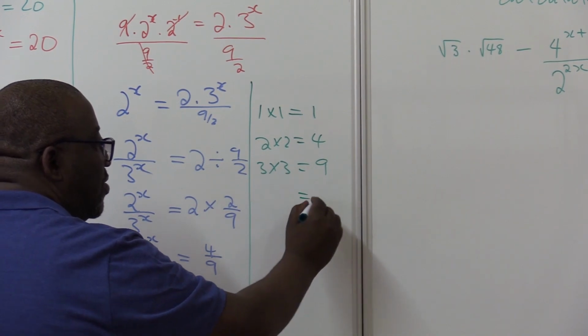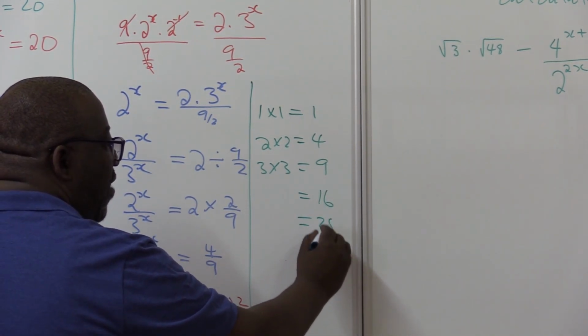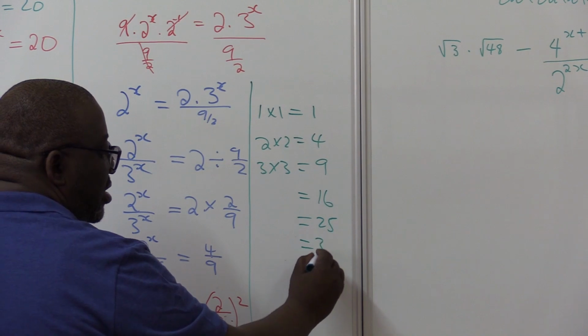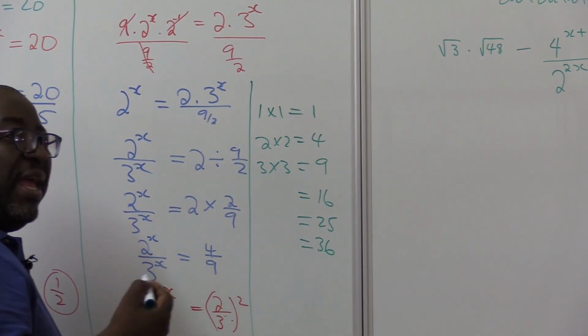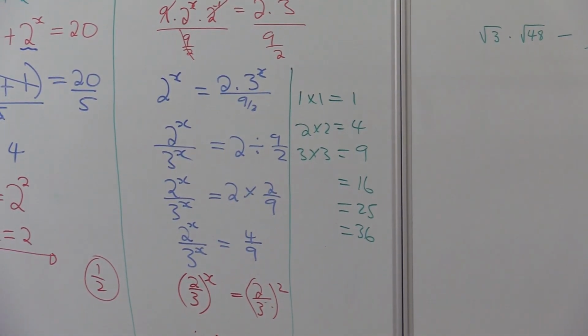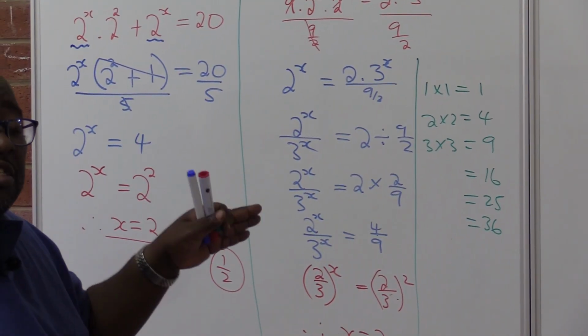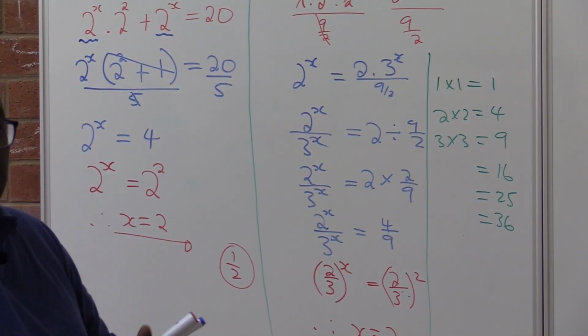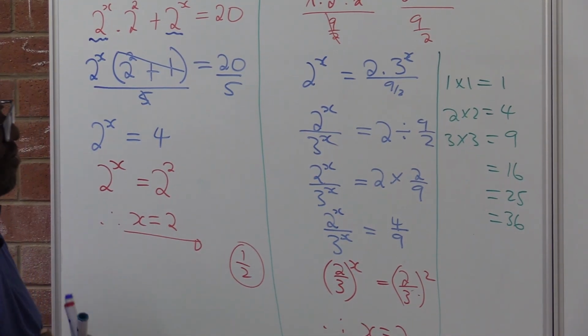They are many. 4 times 4 is 16. After 16, it's 25. After 25, it's 36, 49, 81, and so on and so forth. You must know these perfect squares from 1 times 1 up to 25 times 25, because those are the values that we use at your level.